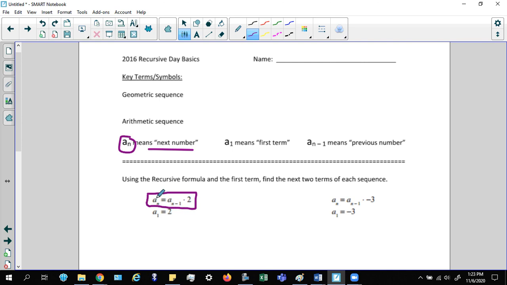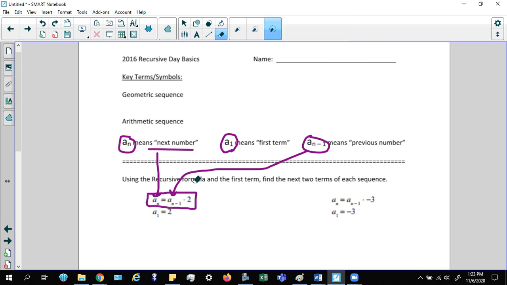So you're going to answer in the form of the formula. Whenever you see A of n, that always means next number. If you see A of 1, that means the first term. And A of n minus 1 is notation for the previous number. Just keep all that in mind as we answer the first question.